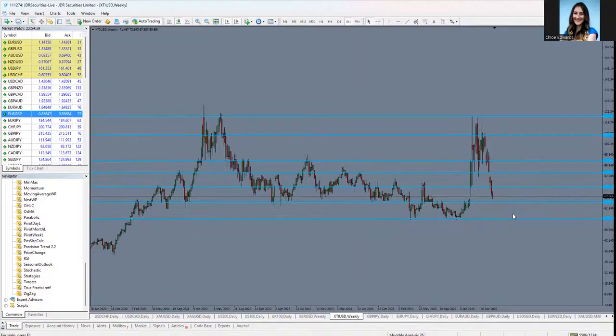So that is my analysis of some of the major currency pairs that I am going to be trading this week. I hope you found it useful.